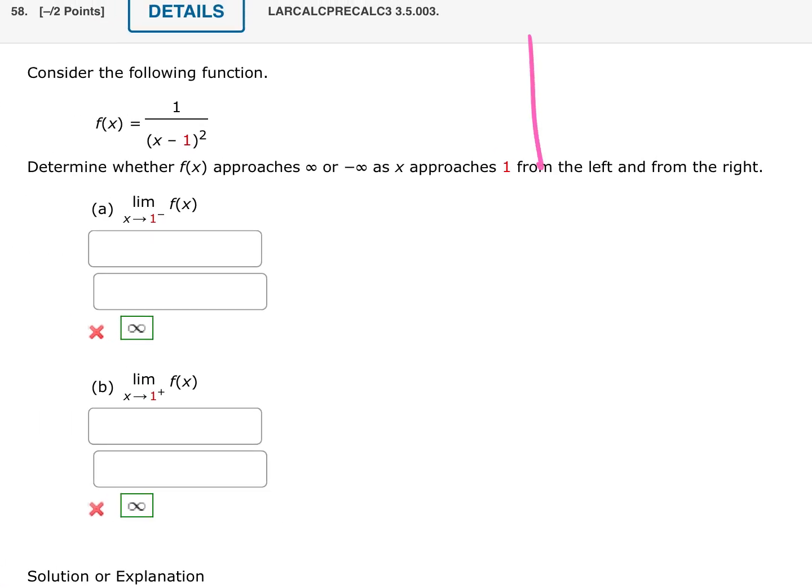This one, same idea. We have an asymptote at x equals 1. But because it's x squared, our graph's going to look like this. So as we approach from the left and from the right, they both go up to infinity. So if it just asks us for the limit as x approaches 1 without specifying the direction, it would be infinity also, because they approach the same thing from the left and from the right.